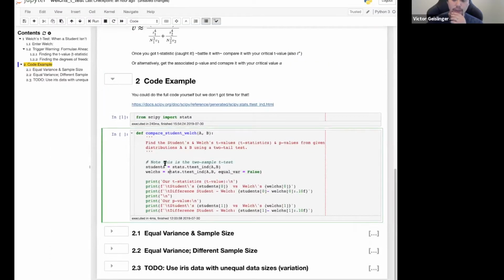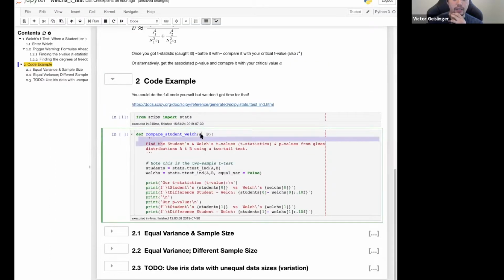Okay, so I just built a little function here to compare two different samples. And basically all I'm doing is calling stats t-test ind, right? Basically I'm performing a two-sample t-test. I'm sorry, not two-sample, two-sided. Mistakes. All right, a two-sided t-test, right?